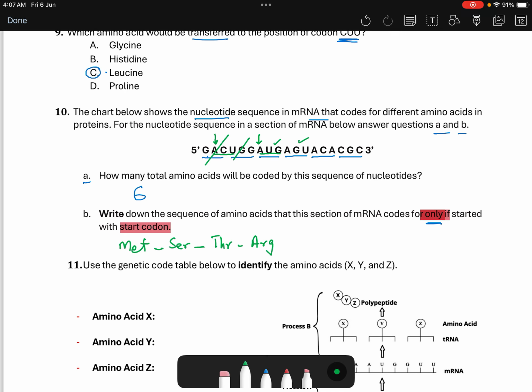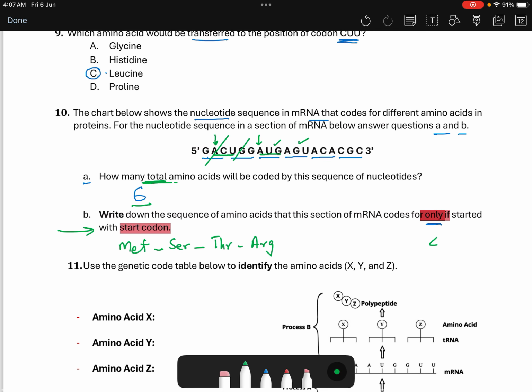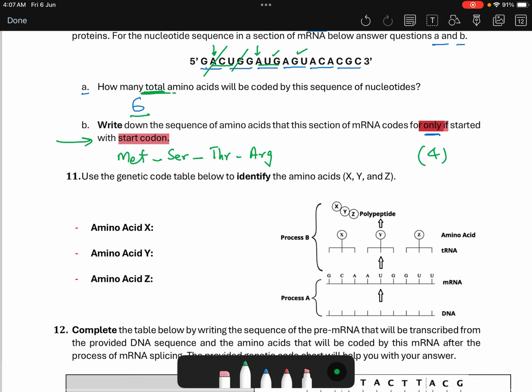How many total can be coded? There were 6. But what if you start with the start codon? There are only 4 that can be coded. So there can be a difference. Okay.